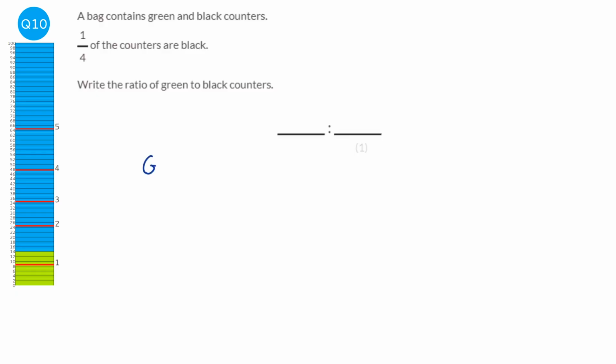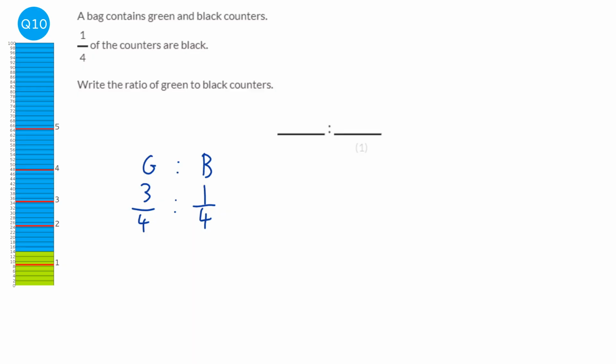So the first thing we're going to do is write this as a ratio between the fractions. So we're going to have green to black. Now it says that a quarter of the counters are black, and therefore the remaining counters will be green.